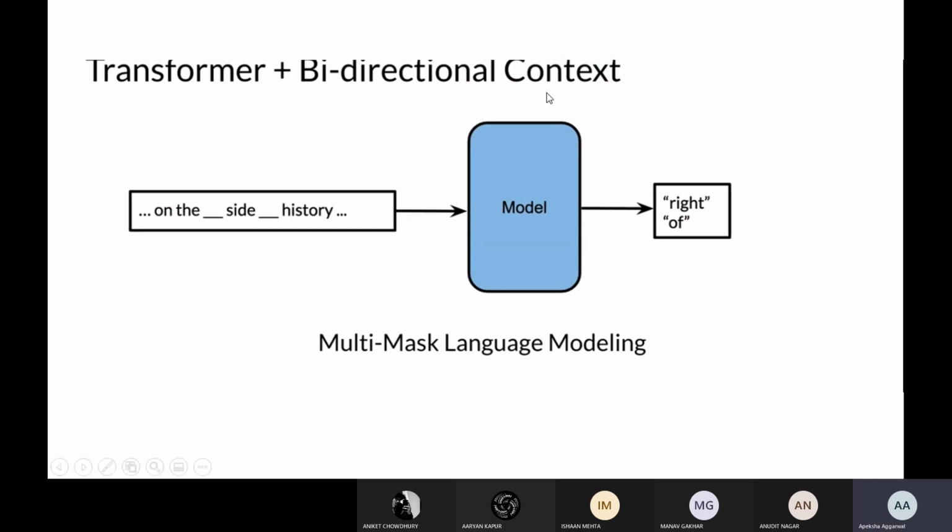Now, let's see what BERT is. BERT utilizes the concept of transformers, the bidirectional concept, and multi-mask language modeling. Multi-mask is just like fill in the blanks. You have certain words that are masked, and the model wants to predict those words. So multiple missing words are masked, and you predict them so that the model trains better. We'll check how this works later on.